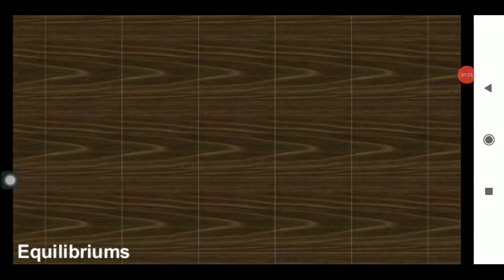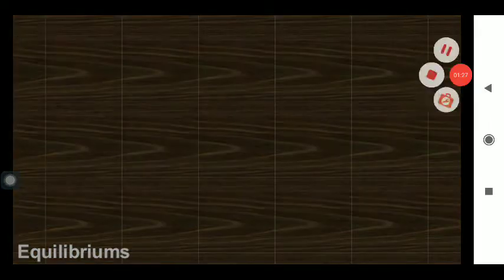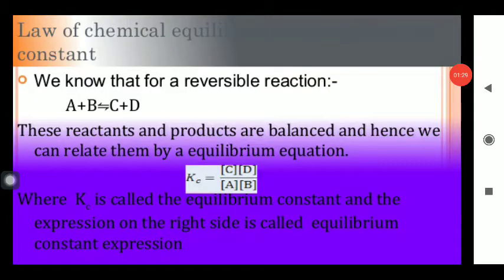So now going to start the concept of the equilibrium. In my last video, I have explained how we can find out the value of the equilibrium constant K. For a reversible reaction, the reaction can be moved in the forward as well as the backward direction. So in this way, just to find out this relation, the concept of the equilibrium constant K is used.